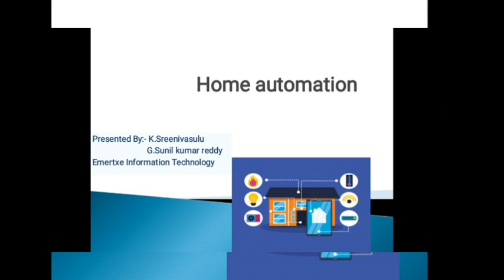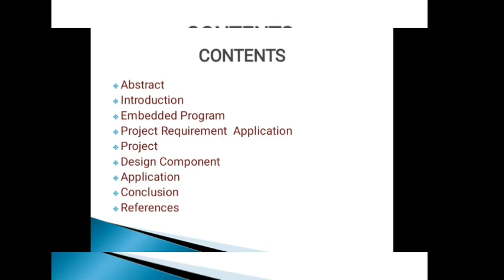We did a project on home automation by using IoT, which means Internet of Things. Let's come into the topic. The contents or agenda of our project are: abstract, introduction of IoT, embedded systems, programming requirements, applications, project design, components, application, conclusion, references.